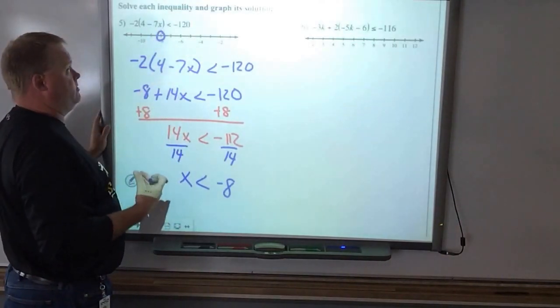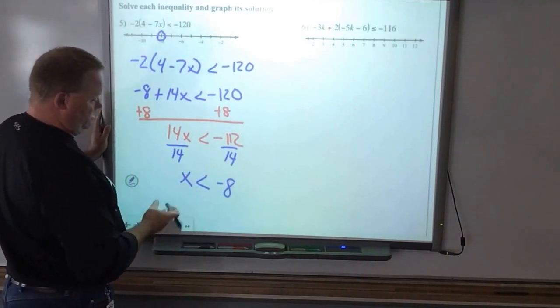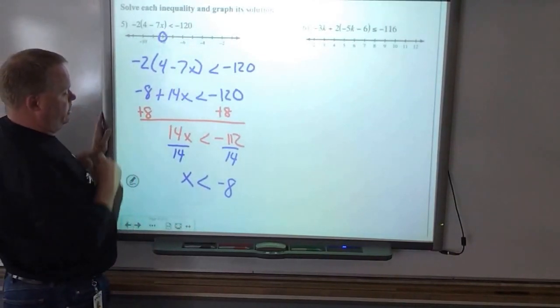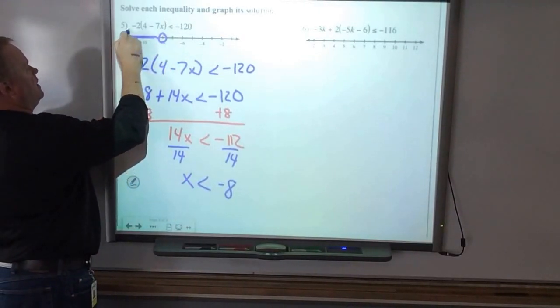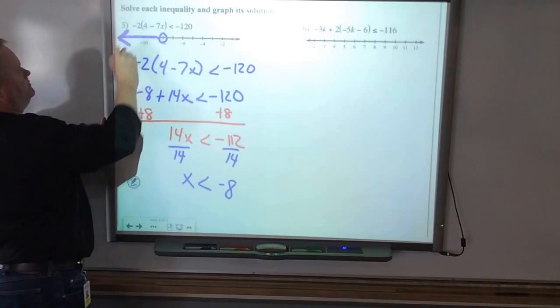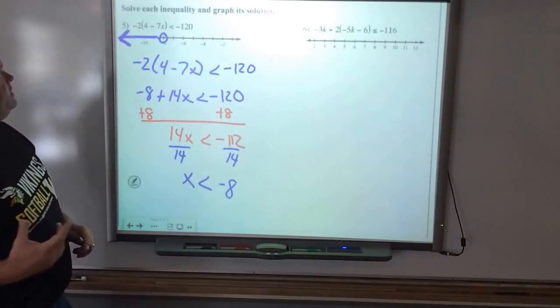I am not greater than or equal to or less than or equal to in this case. I know equal to on here. And I want less than, so I'm going to go smaller. So my graph goes this way. So I've solved the inequality.